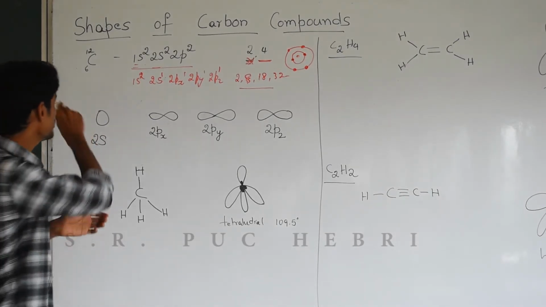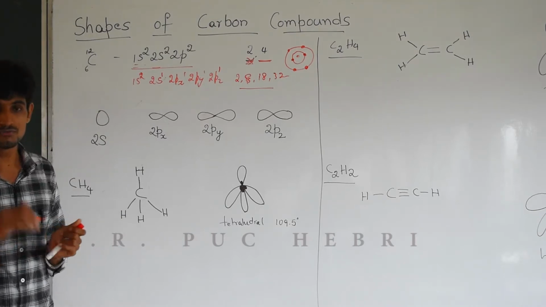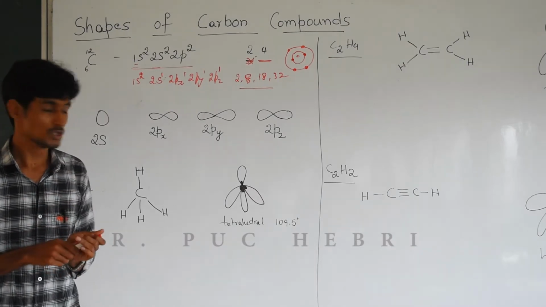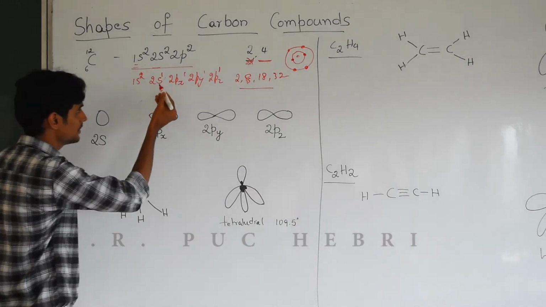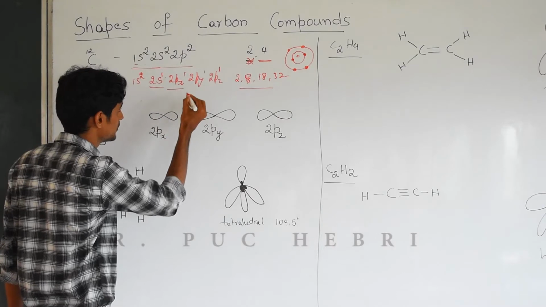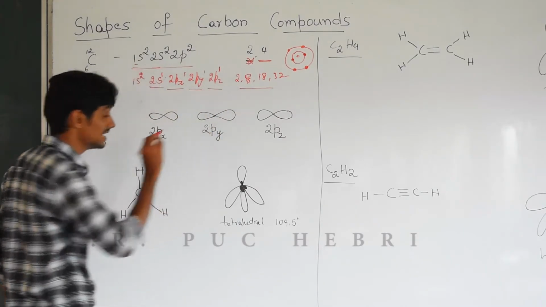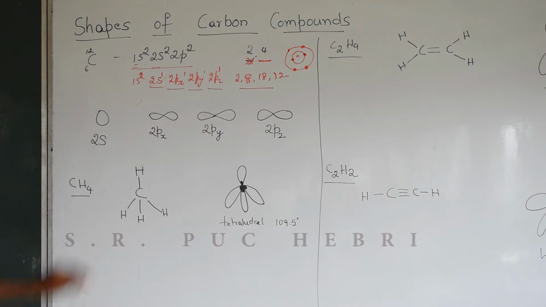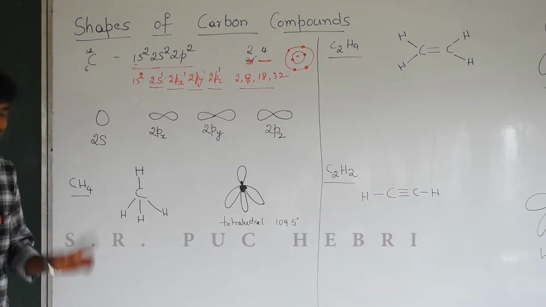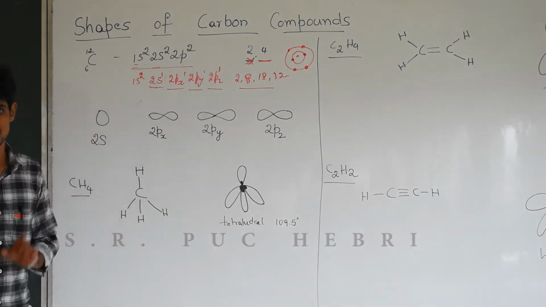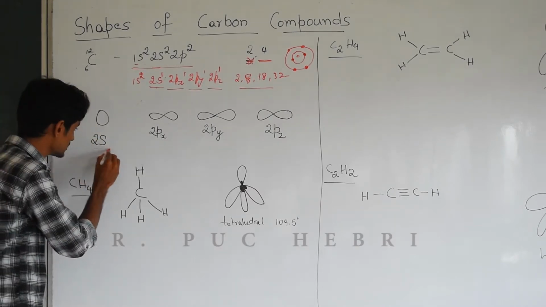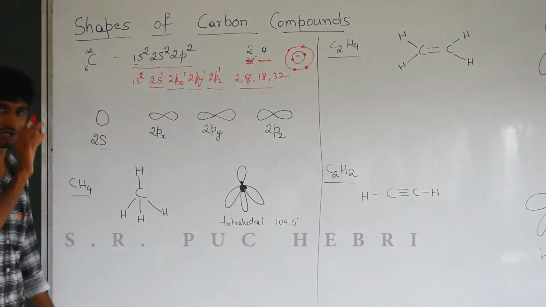Now when we are studying the shapes of carbon compounds, we should know about the shape of carbon itself. So how is this carbon? I have told you that carbon in the outermost shell has a 2s orbital, 2px orbital, 2py orbital, 2pz orbital, each containing one electron. Now this 2s orbital, and in fact all the s orbitals, are spherical in shape. Remember, all the s orbitals are spherical in shape. So I have written the shape of this 2s specifically for carbon.